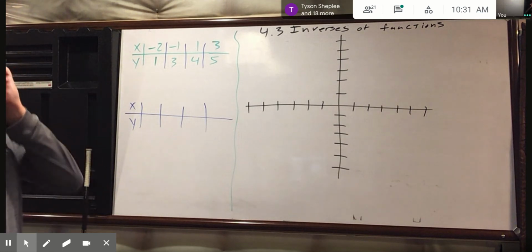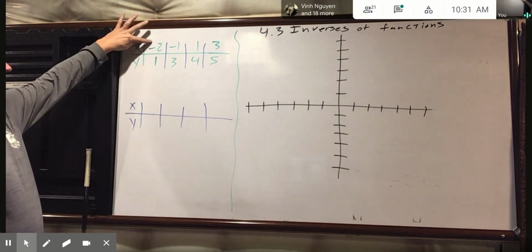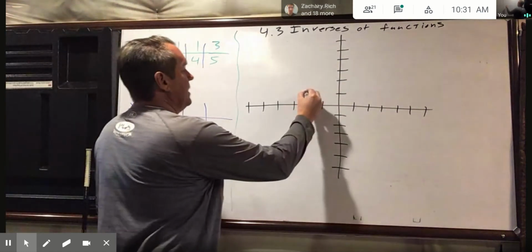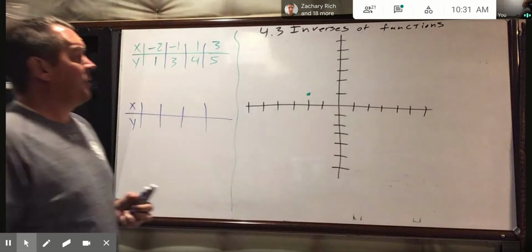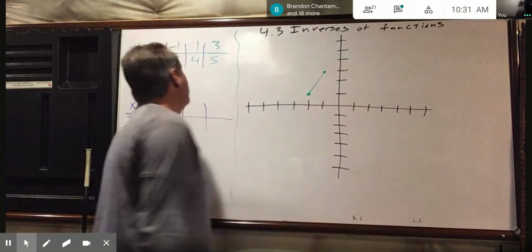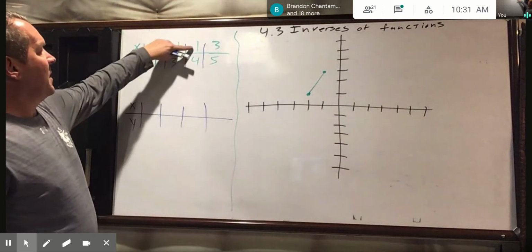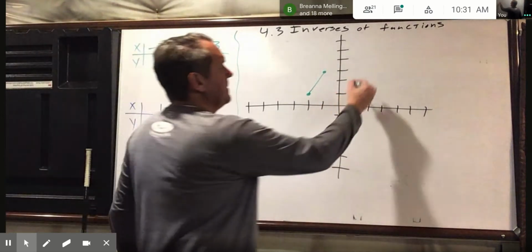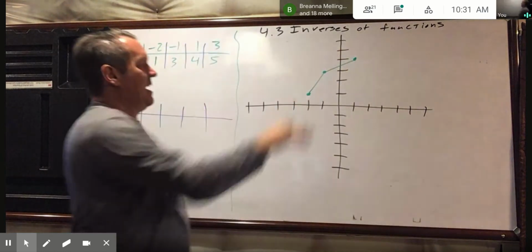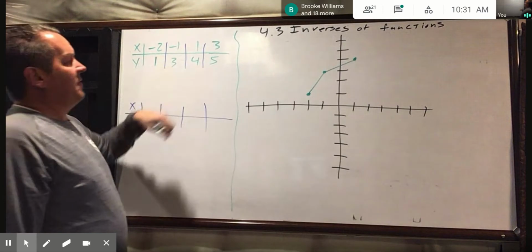All right. So as I do this, -2, 1. Left 2, up 1. Green dot. -1, 3. Right here, I'm going to connect those 2. And then I'm going to go to 1, 4. So you can see, not a straight line. And then I'm going to go 3, 5.